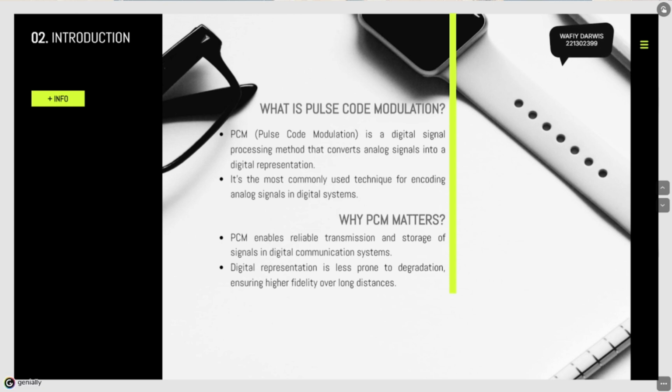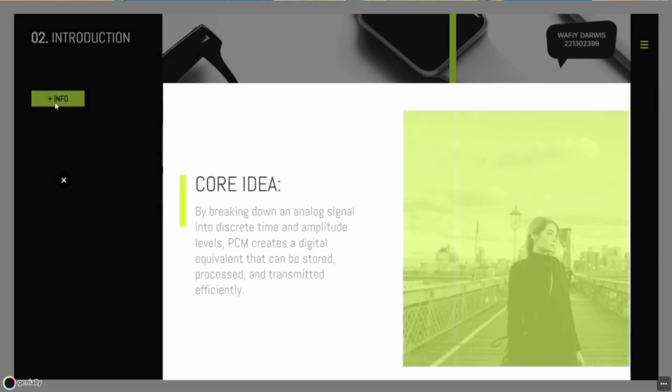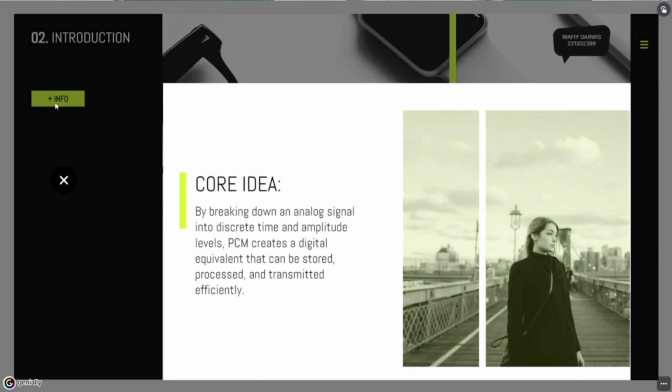So let's take a look at some extra information. The core idea of PCM is breaking down an analog signal into discrete time and amplitude levels. So PCM creates digital equivalents that can be stored, processed, and transmitted efficiently.